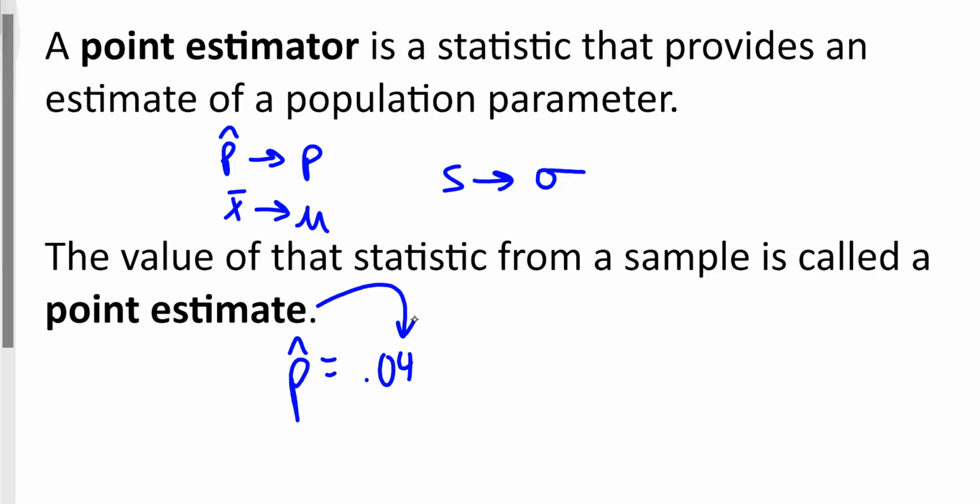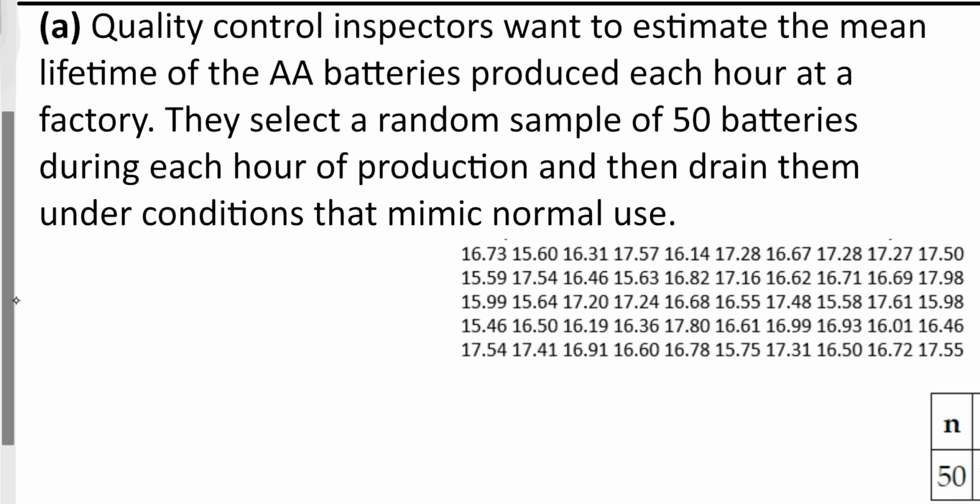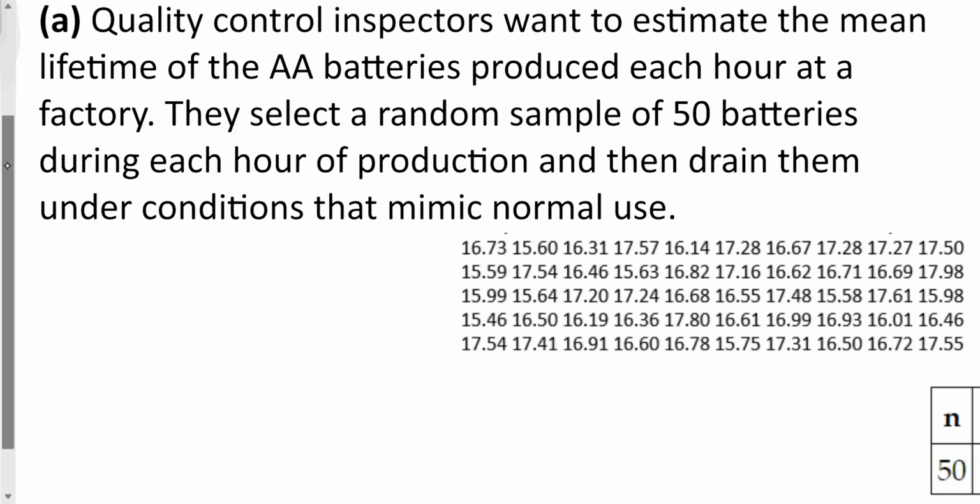Okay? So identify the parameter, the point estimator you're going to use, and then the value that goes along with it. So quality control inspectors want to estimate the mean lifetime of AA batteries produced each hour at a factory. They select a random sample of 50 batteries during each hour of production and then drain them under conditions that mimic normal use. Now, I'm not going to make you go through all these values and actually find them, but what we're looking at here is, this is a mean problem. This is an average.